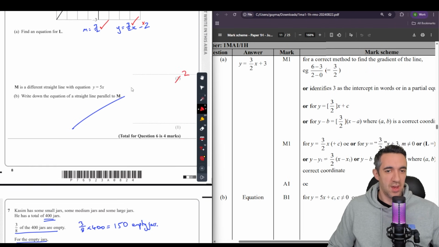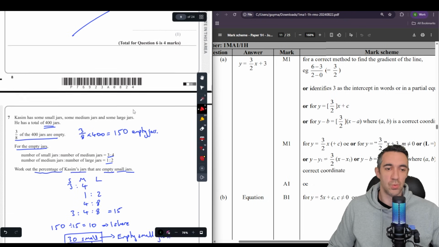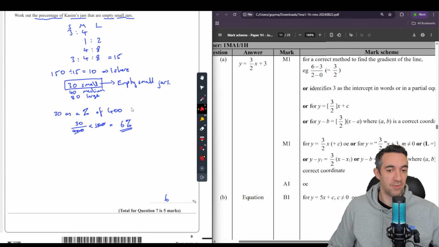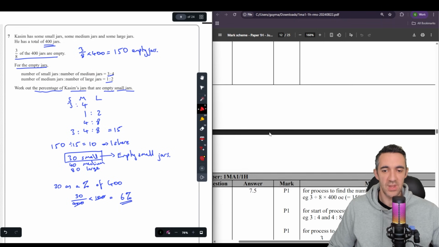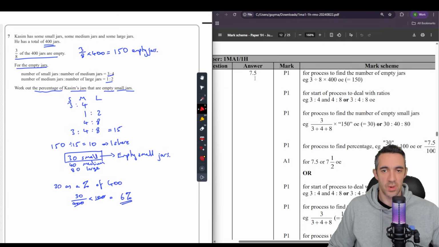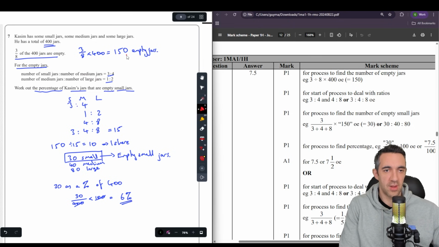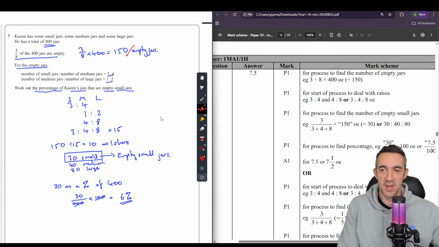Let's see. Couldn't do part B. Only 1 mark. Ooh, this was a big one. Right, we might be able to get ourselves some marks here. So we were going for... It was a 5-mark question. We definitely don't have 7.5. Right, so process to find the number of empty jars. 3/8 times 400. Yeah, we've got that. So there's 1 mark. For starter process to deal with ratios.